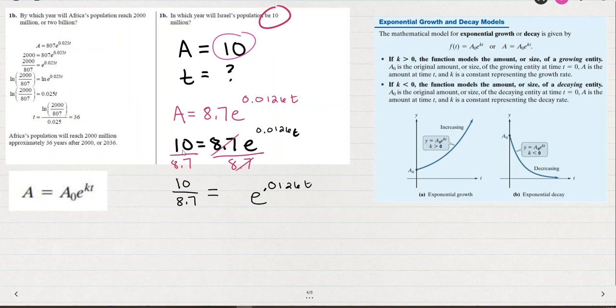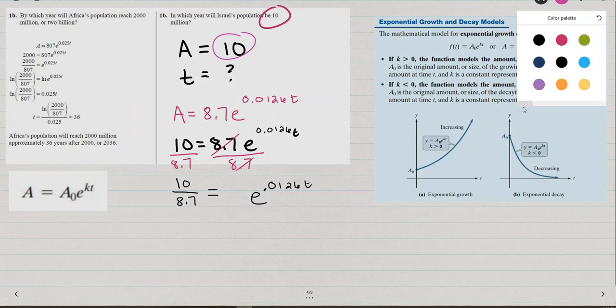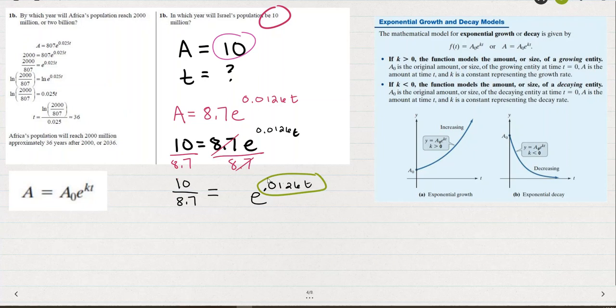And when I replace the a with 10, I can divide both sides by 8.7. So I have 10 divided by 8.7 is equal to e to the 0.0126 t. Now that I have it simplified to this form, I want to get that t down from the exponent, get it down from the tree, right? So how do I get that down from a tree? I can take the natural log.